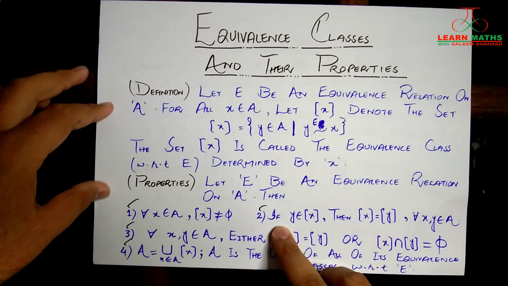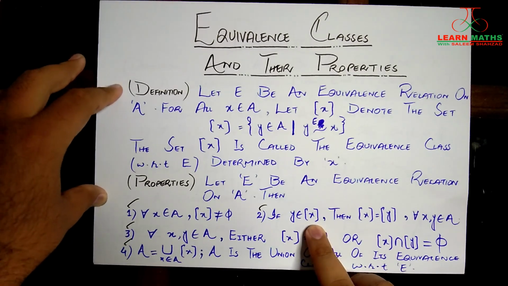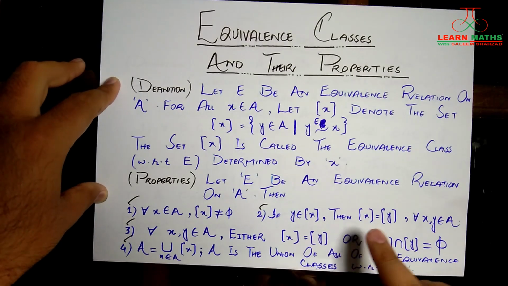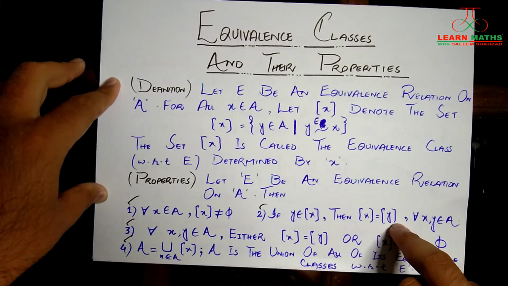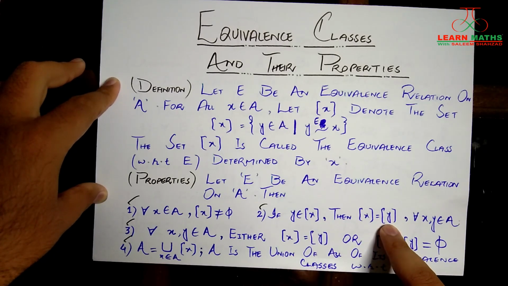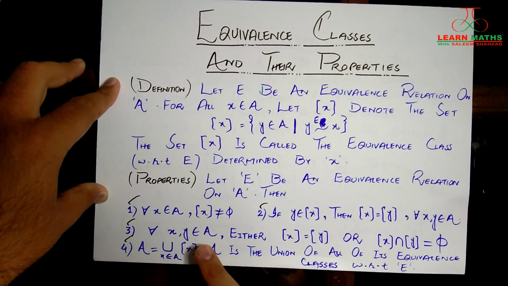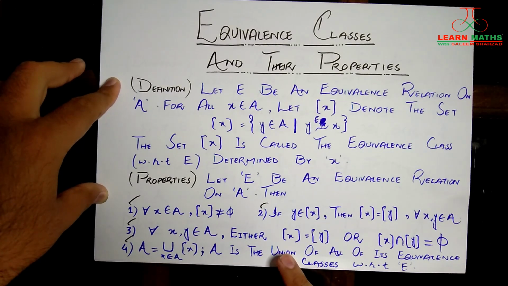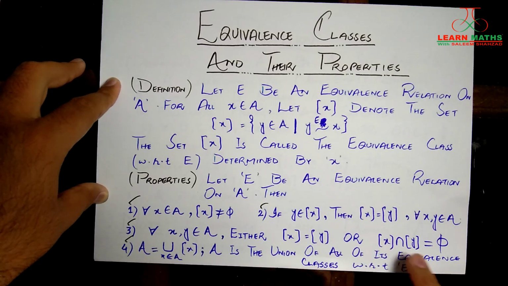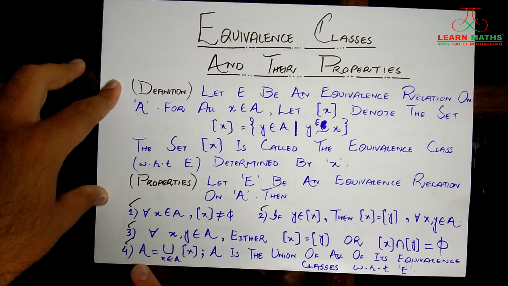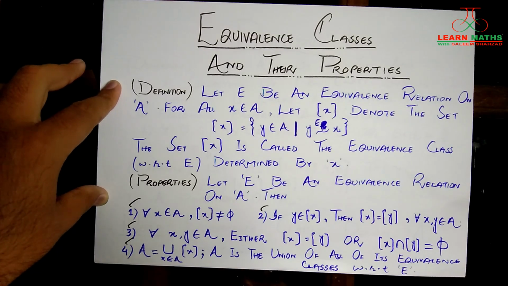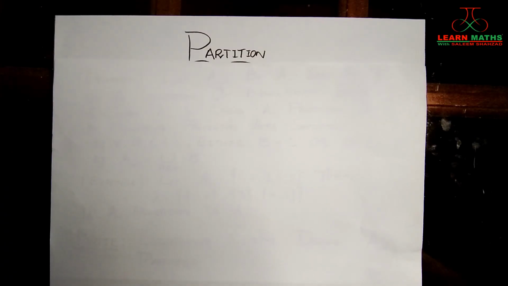The second property is that if Y belongs to the equivalence class of element X, then their equivalence classes will be the same. Okay, so you can simply verify this using the symmetric and the transitive property of the equivalence relation. Okay, the third one over here is that for all x, y belonging to A, either their classes are identical or they will be disjoint. Okay, so the fourth property over here is that the set of all equivalence classes, if we take their union, will give us the whole set A. Okay, now let us go through the concept of the partition.